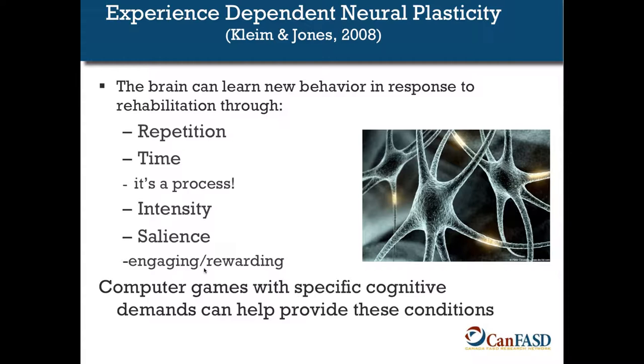First of all, we're working from the idea that there's experience-dependent neuroplasticity, meaning the brain can learn new behavior in response to rehabilitation when we're repeating activities, when they're doing something over and over and over again, when you have enough time so that repetition occurs over an extended period of time, there's sufficient intensity in that repetition and duration, and that it's very salient, meaning that you've got a really specific target that you're working on, and that requires a high degree of engagement and reward to maintain that attention and focus on those salient components for these children.